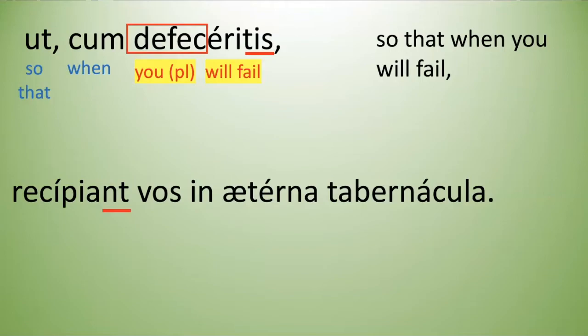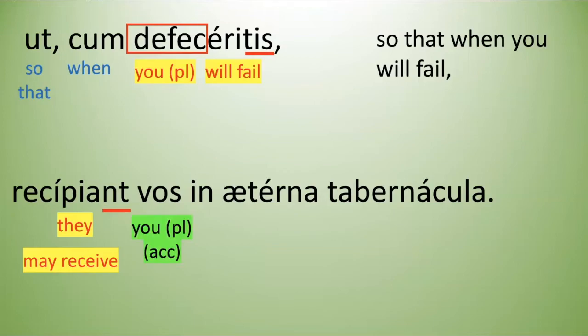recipient is our verb. It ends in nt. Therefore, we know our subject is they. And recipient means receive. I'm going to throw in the word may because this is in the subjunctive. They may receive. Vos is you in the accusative because it's the direct object.